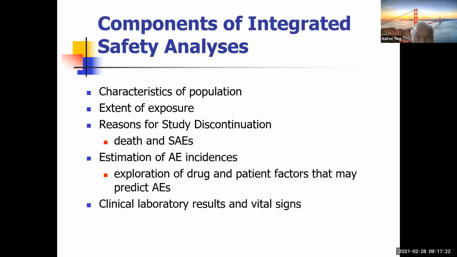Okay. So again, for each ISS, you need to have the associated baseline characteristics, demographic data and exposure data, discontinuation, AEs, labs, and all that.